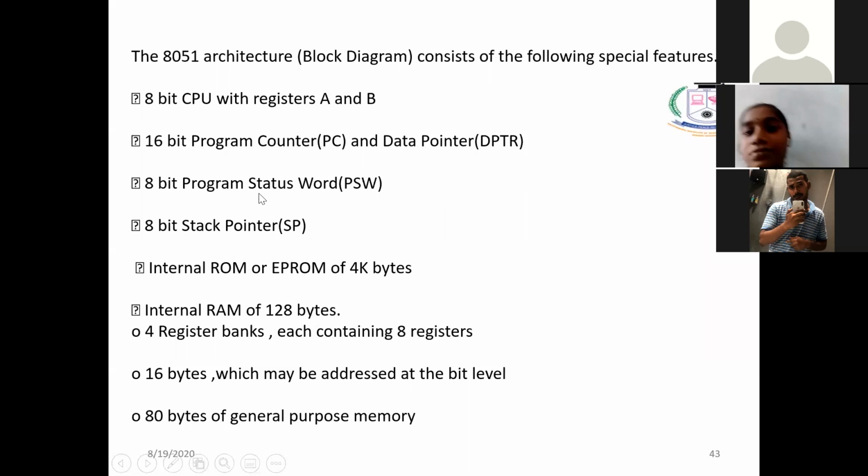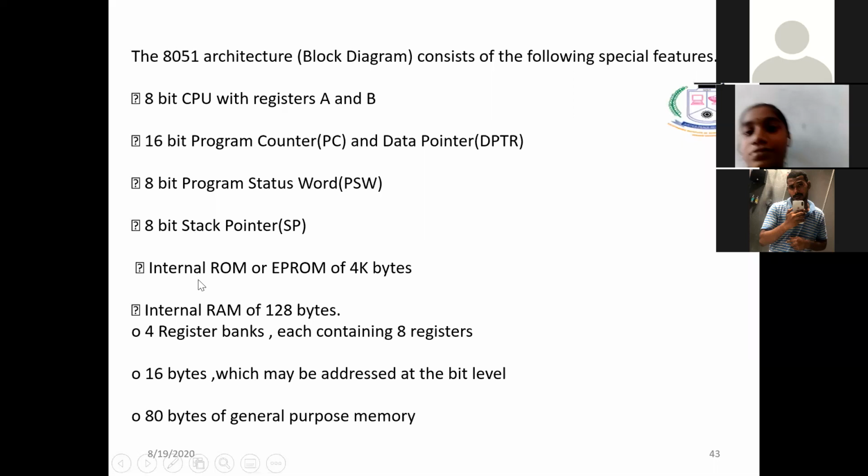Then the program status word. The program status word is a flag register. It will reflect the flags according to the content of the accumulator. So that is also 8-bit. And the stack pointer: here an 8-bit stack pointer only is used because we have onboard memory. The onboard memory capacity is 256 bytes only. So we will see why it is 8-bit and why it is 16-bit.